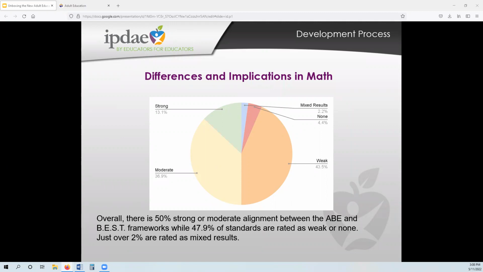But again, what this really helped us do was lay the groundwork and the foundation for the development of the revised ABE standards framework that we're going to be sharing with you today, by really helping us hone in and narrow in on the key skills and the key content that was most important to draw attention to in the design and the development of the new standards.